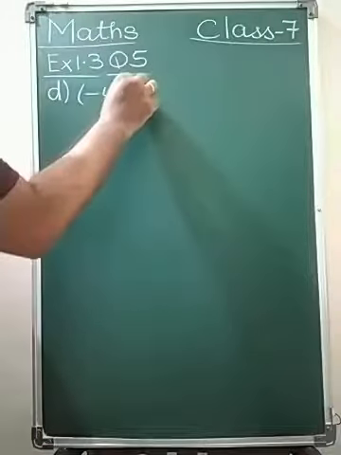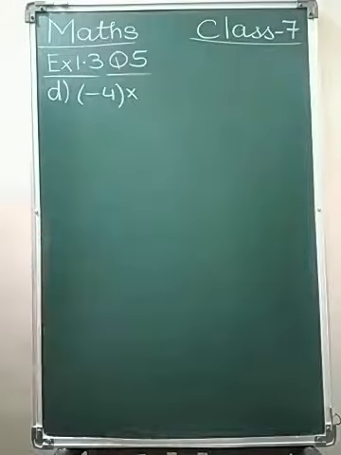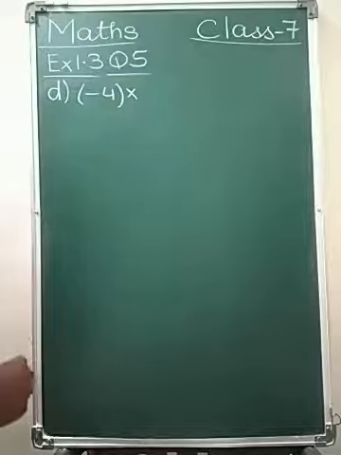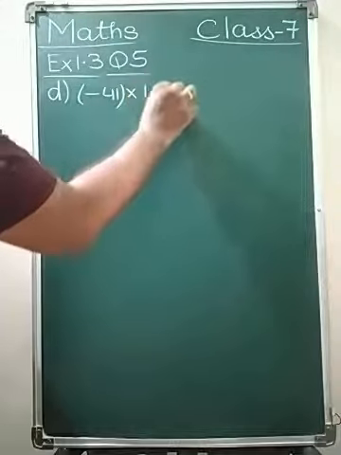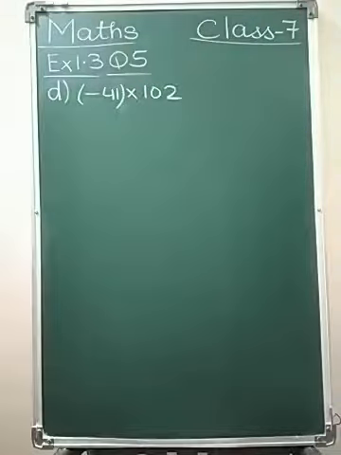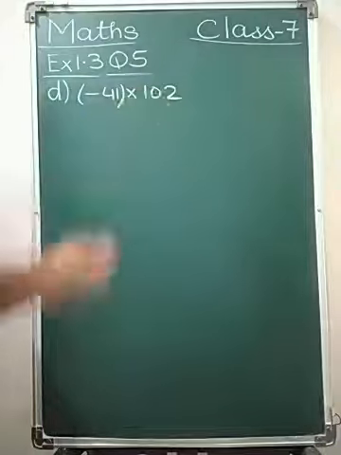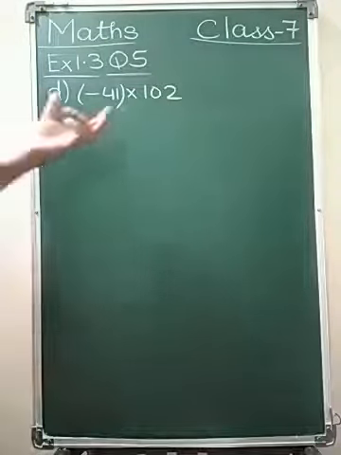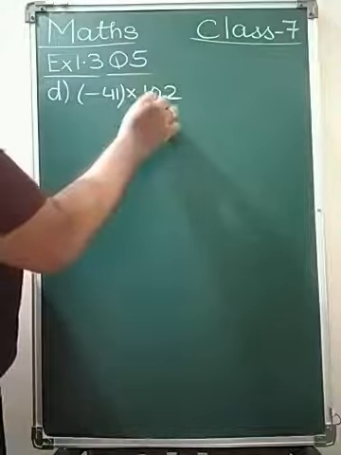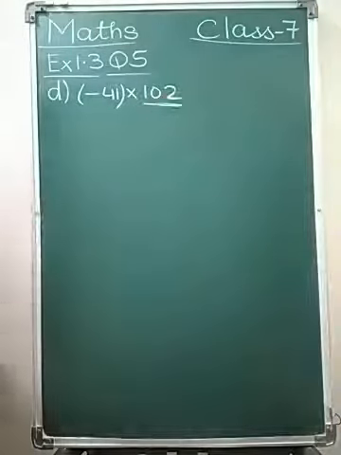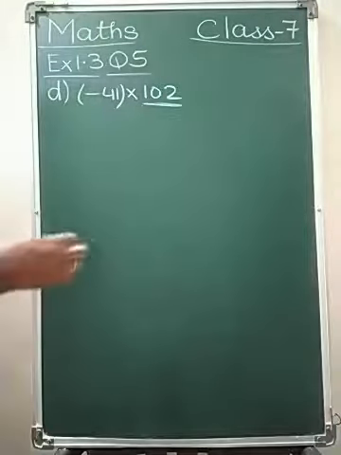Minus 41 multiplied by 102. Minus 41 multiplied by 102. So here only multiplication is there. So no such property is applicable here, but we'll have to make use of some property. So we will do some adjustment here. What adjustment we are going to do? We will adjust this 102. Okay. How we are going to adjust this 102?